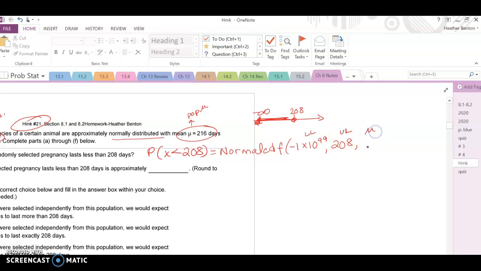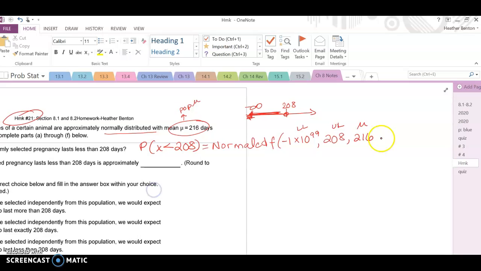And then we do our mean, which in this case our population mean was given to us to be 216, and our standard deviation was 20 days. So we put all of that in our calculator and it comes out to be 0.344578. So to the nearest 4 decimal places, that's 0.3446. So we'll put that here.